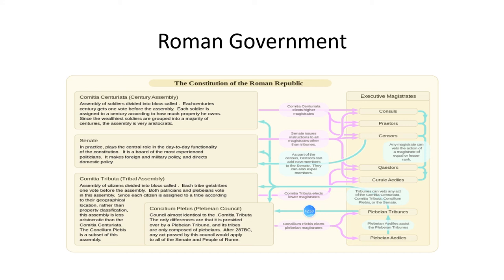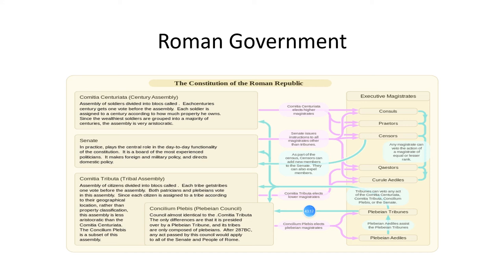The Senate is composed of about 300 men, and they are the ones who debate and make laws. In addition to that, you have five tribunes of the people elected every year. And the five tribunes have the power to defend plebeians in court. They are the only ones who can introduce legislation to the Senate, and they have veto power over any law.